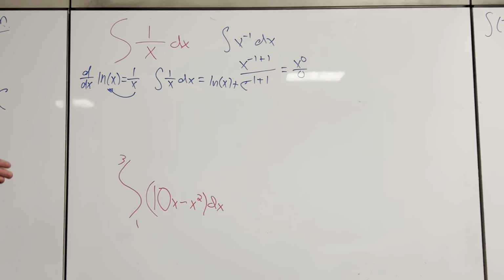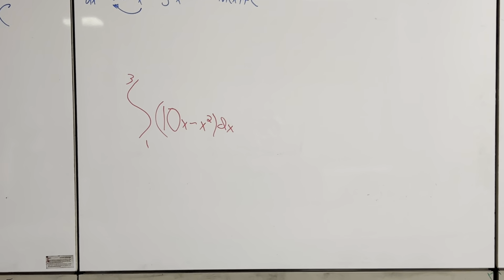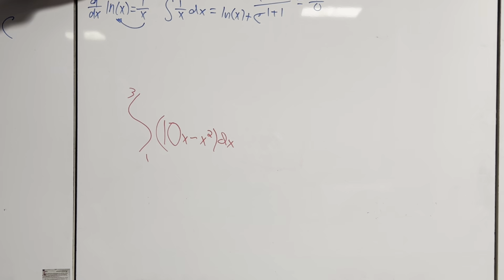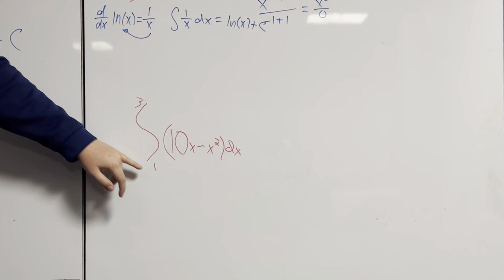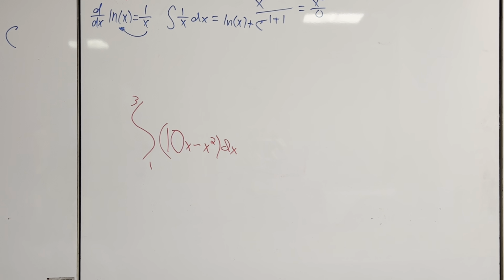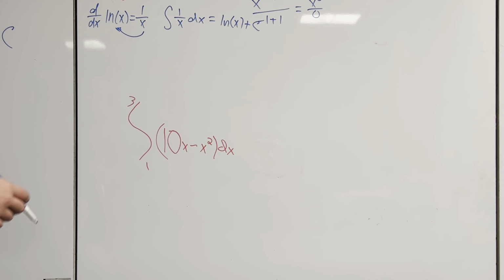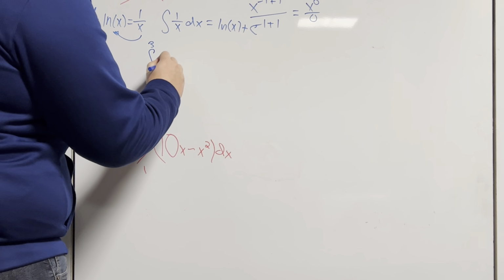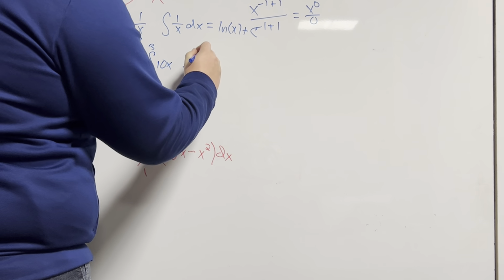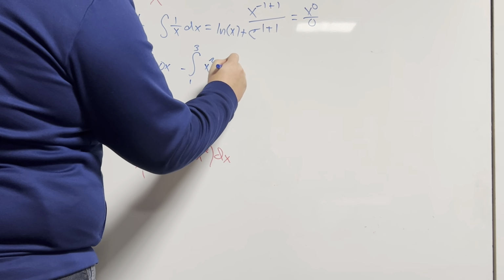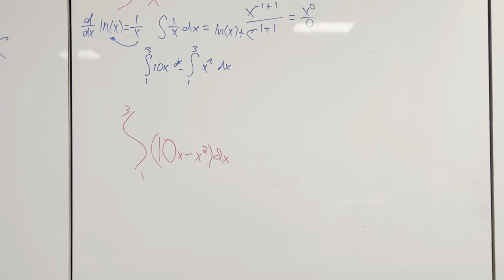And then for the final example right here, we're going to introduce the definite integral. Here, instead of having nothing like we do for 1 over x, we have a 1 and a 3. That means you're doing the integral from 1 to 3 in your domain. So again, we can do this the same way we did the other example and split this up. So we have the integral from 1 to 3 of 10x minus the integral from 1 to 3 of x squared dx. This is dx too.